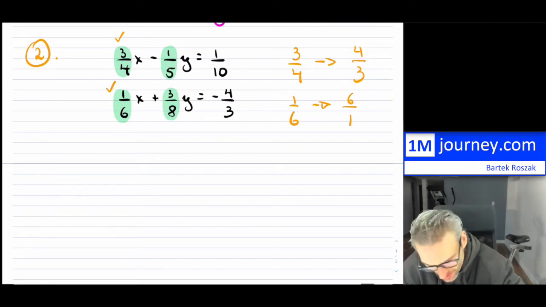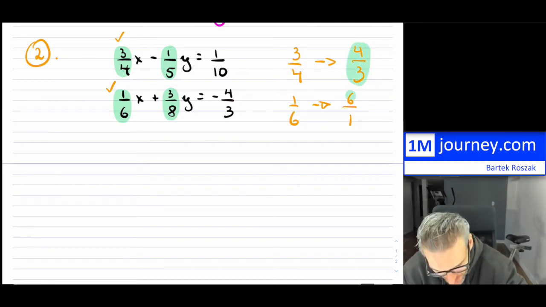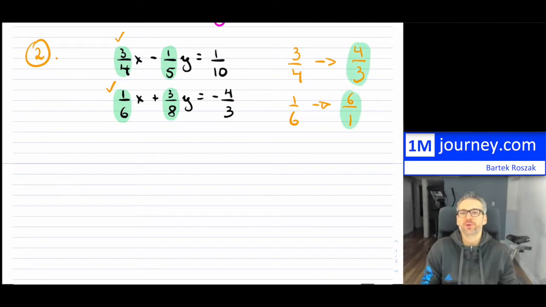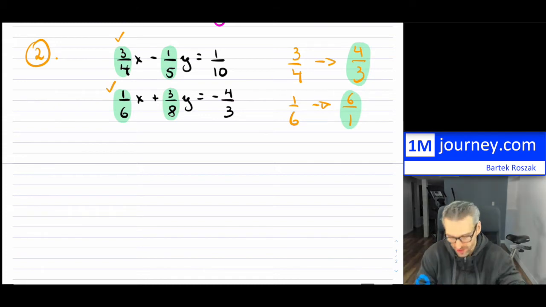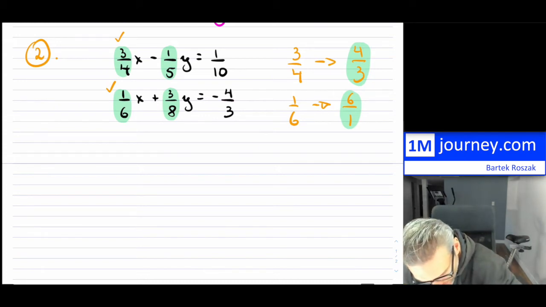Now, why are these reciprocals useful? Because I can take the reciprocal and multiply the entire line by it. And when you do that, your coefficient will become 1. All right, so let's do that. So this is method number 2, multiplying by reciprocals. Basically, that's what we're going to do.